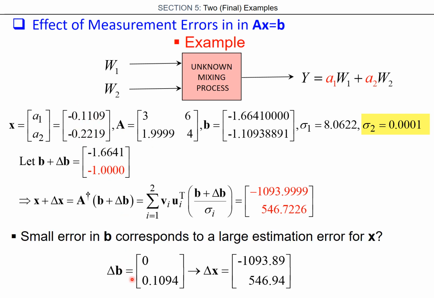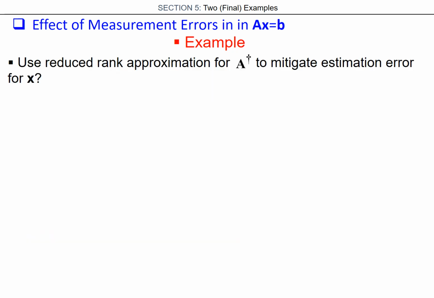And if you work out the delta B and the delta X, you find that this change in B gives you this change in delta X. So that's a situation where you get a large estimation error in X because of the ill conditioning of the matrix A. So the way around this problem is to use what's called reduced rank approximation for the pseudo-inverse.